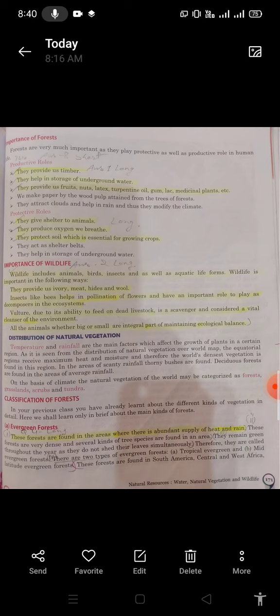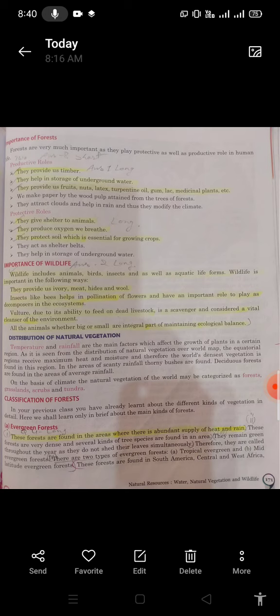Second, protective roles. They give shelter to animals. They produce the oxygen we breathe. They protect soil, which is essential for growing crops. They act as a shelter belt. They help in storage of underground water. Clear? Now we will see the importance of wildlife.